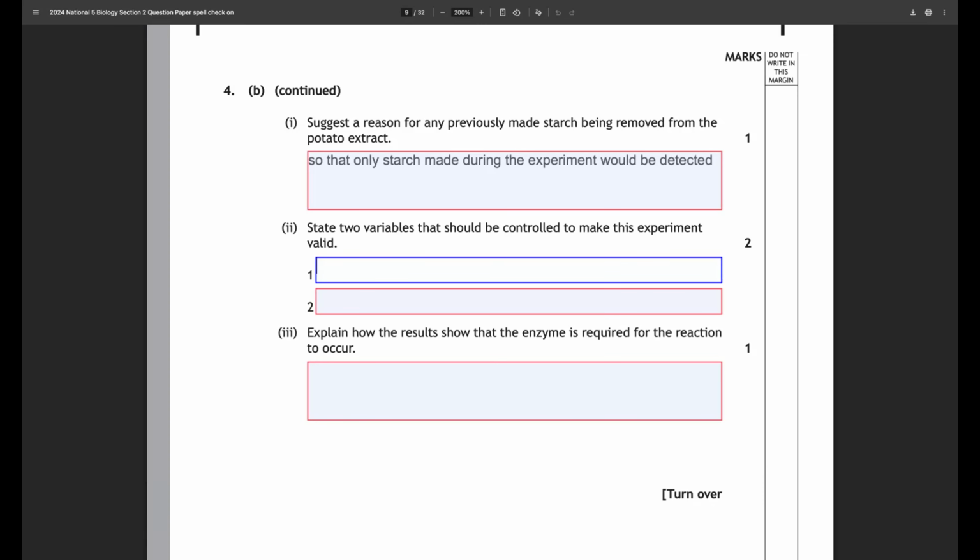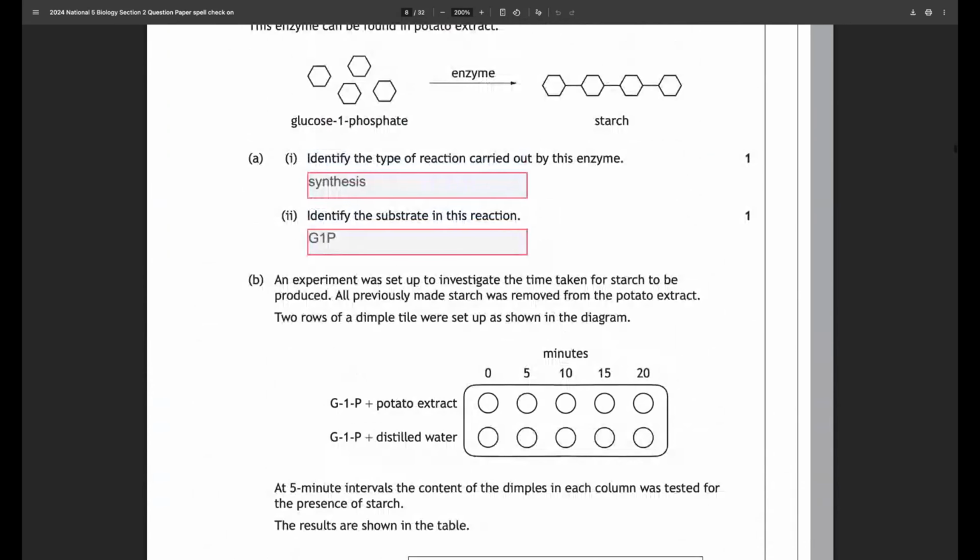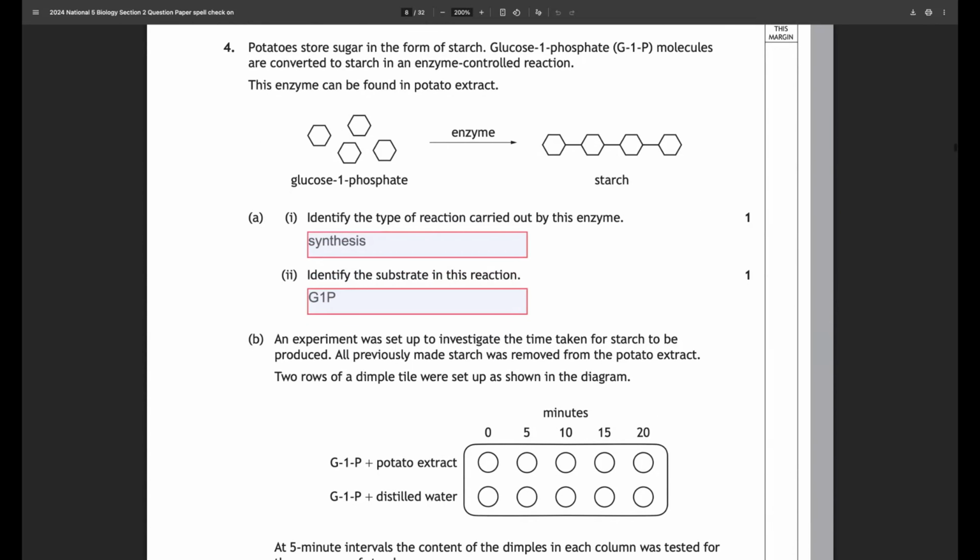Part 2, state 2 variables that should be controlled to make this experiment valid. So let's have a look at the experiment. When I am teaching variables to my class, I always get them to remember the acronym MTVC, which stands for MTV channel. Now, when I was a youngster in the 80s, MTV was the best channel to watch. It was a music channel, and we all watched that. That was when the number of channels we had were much more limited than now. So MTVC stands for mass, time and temperature, volume, and concentration.